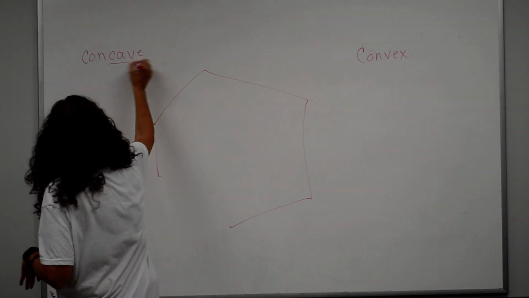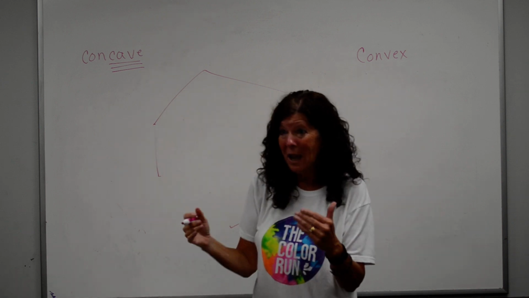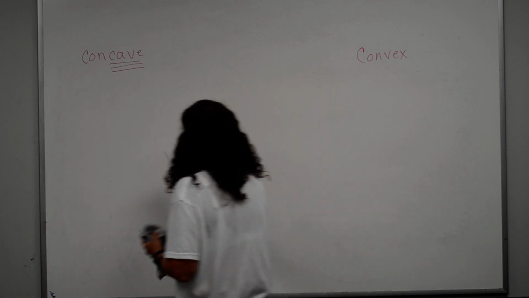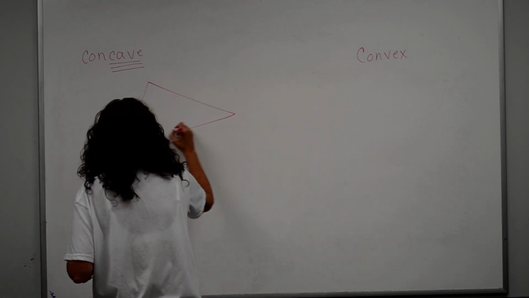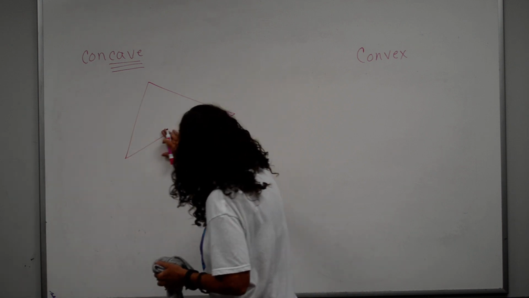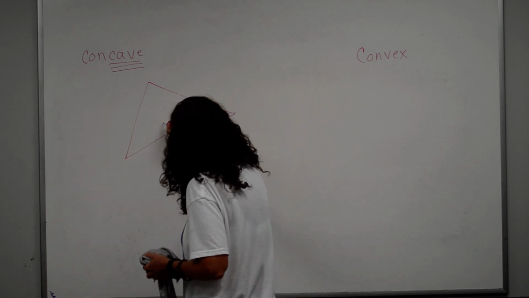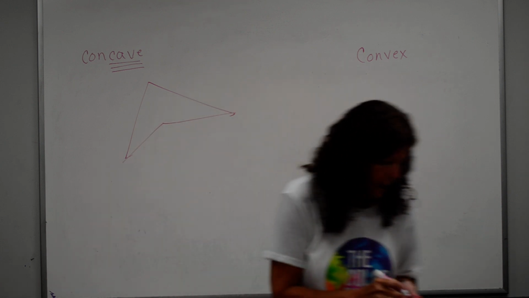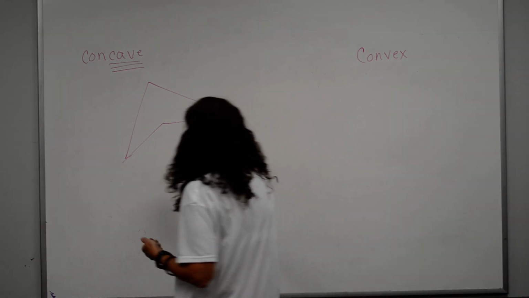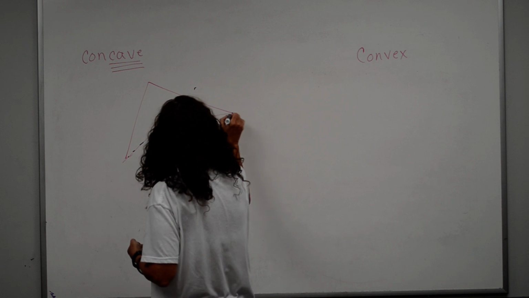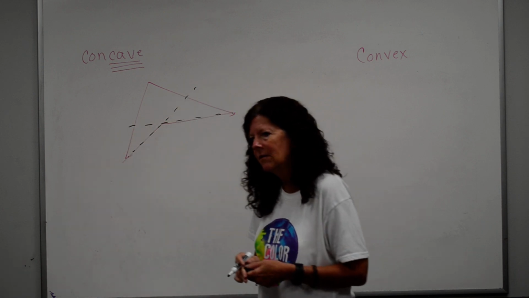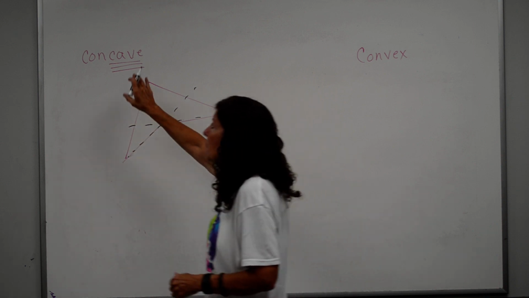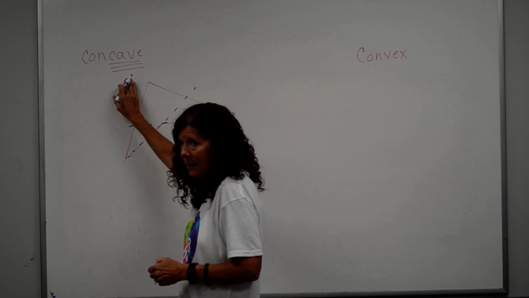Okay, so cave, you go into a cave, right? So here's an example of a concave polygon. Let me make that a little bit more pronounced here. The reason why it's concave is because if I extend any of these lines that make up this polygon, that goes inside my figure when I extend the line. Like in a cave. So that becomes a concave polygon.